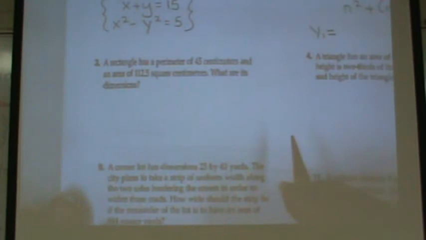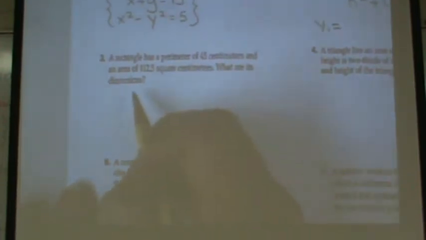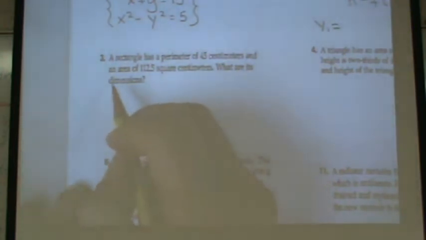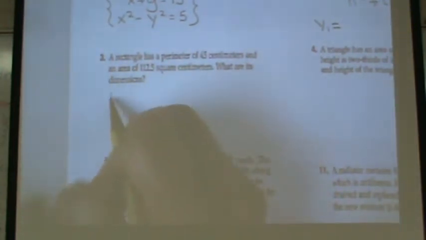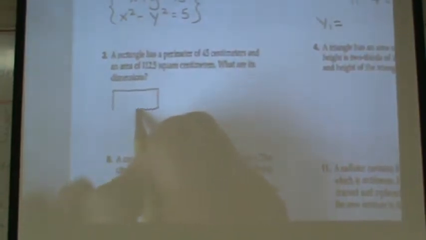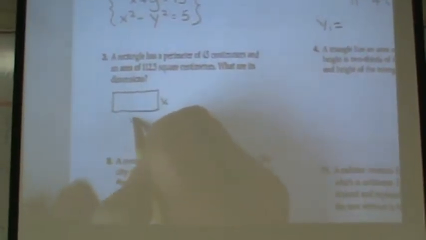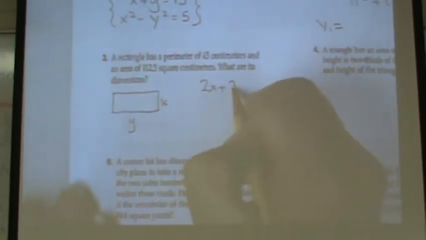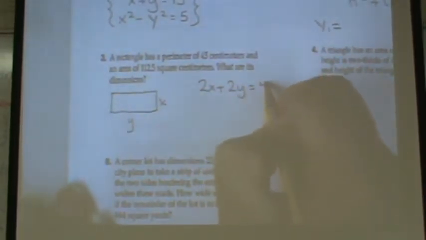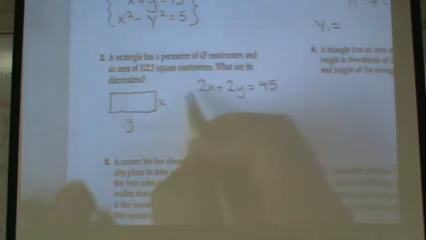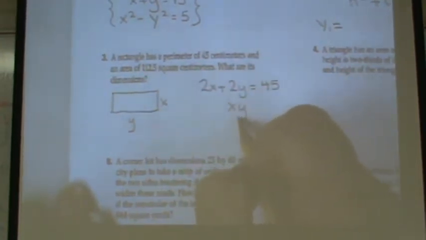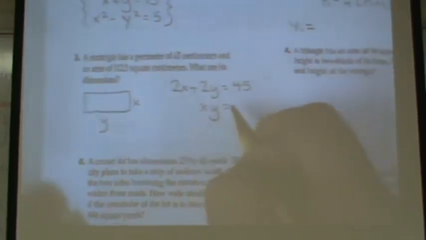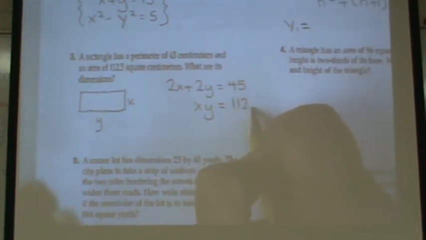Number 3. It says a rectangle has a perimeter of 45 centimeters and an area of 112.5. So here is your rectangle. If we call one side x and one side y, the perimeter is 2x plus 2y, and you would set that equal to 45. And then the area is x times y. So x times y is 112.5.